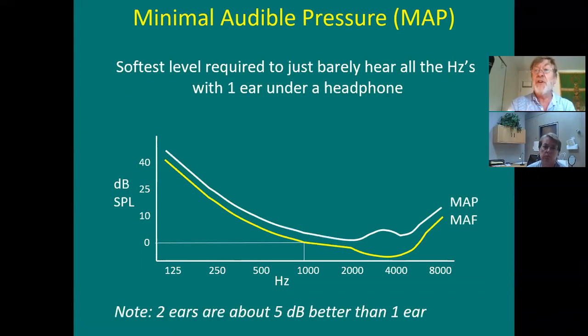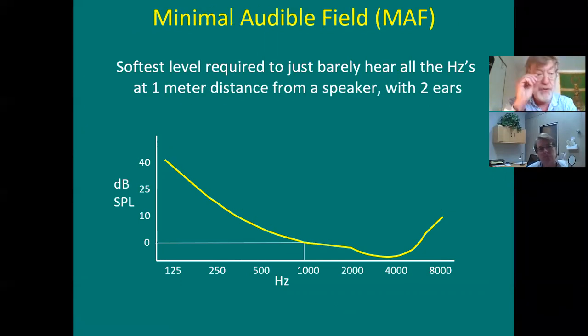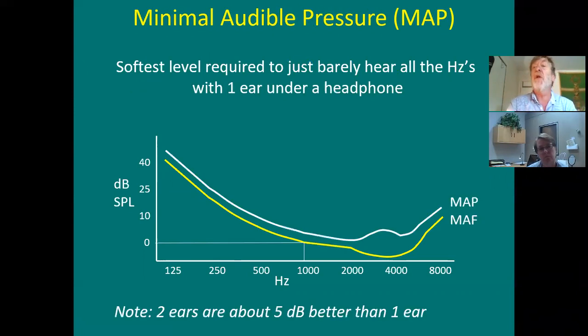And now let's look at MAP. Because we don't do hearing tests with two ears in front of a speaker. We do hearing tests with one ear under a headphone, one ear at a time. So that's called minimal audible pressure, not minimal audible field. Field means in a sound field. Pressure, now we're talking headphone.